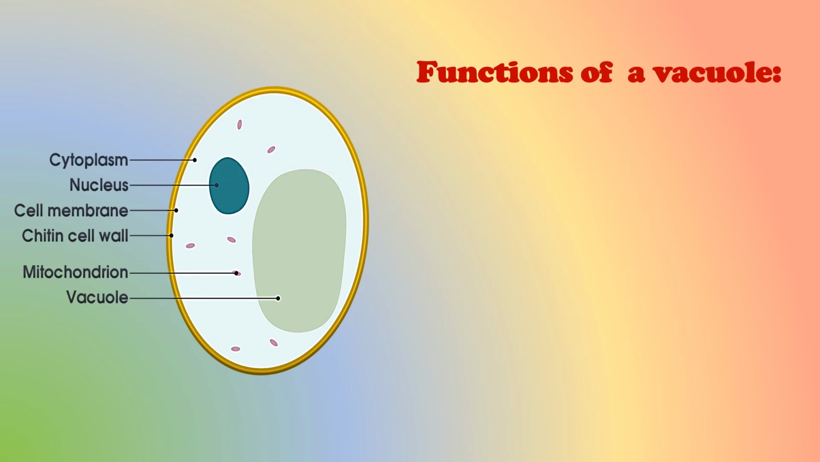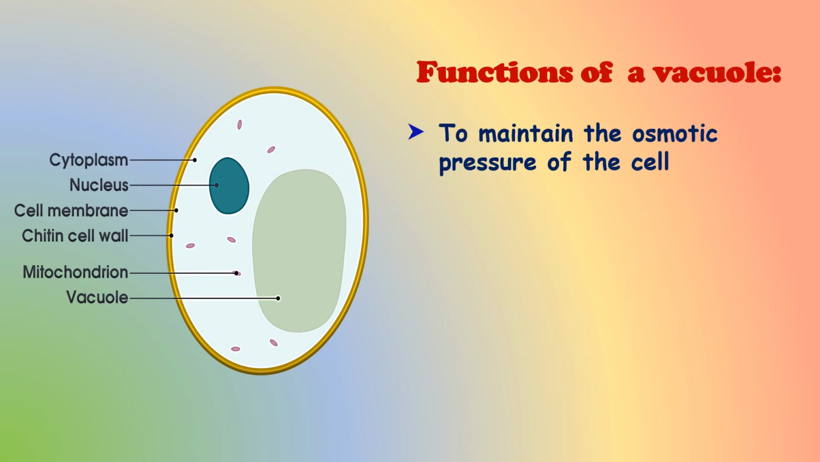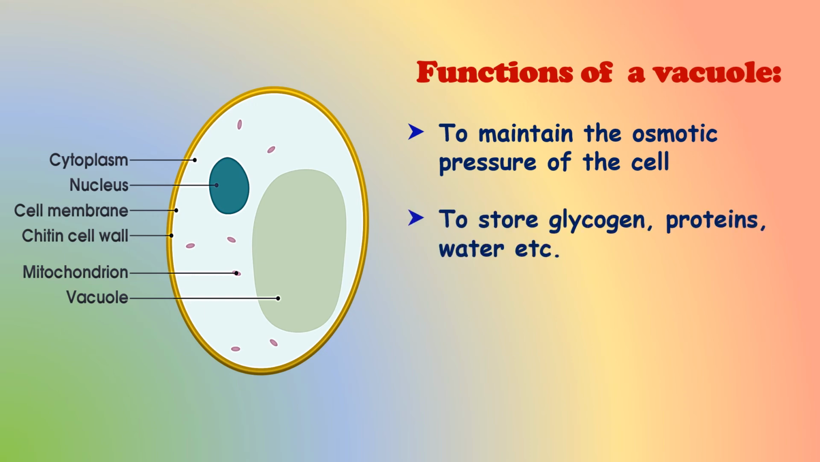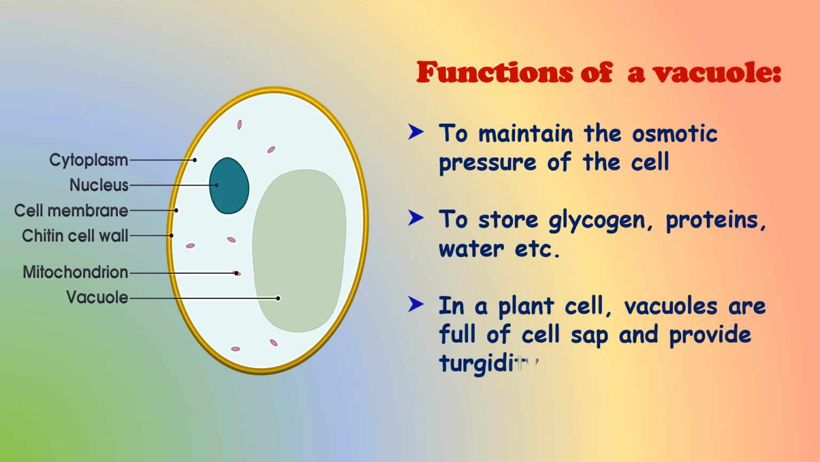So it's not a double membrane, but a single membrane structure. The function of vacuoles: to maintain the osmotic pressure of the cell, how much liquid is going in and coming out. We cannot allow too much to come in. So just that amount which is required, it maintains that pressure. To store glycogen, proteins, water, etc. in the cell. In a plant cell, vacuoles are full of cell sap and provide turgidity and rigidity to the cell. So because we have this big structure containing cell sap, the cell gets a nice structure.